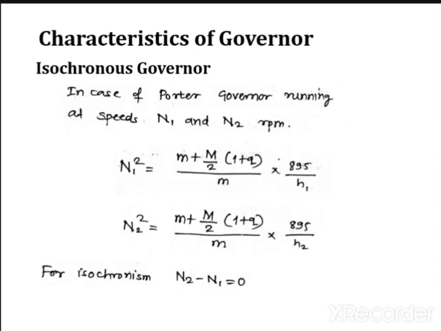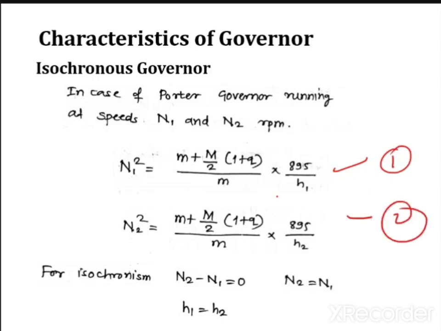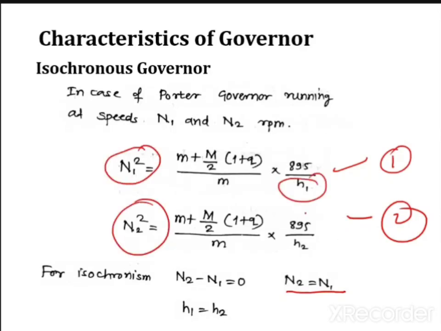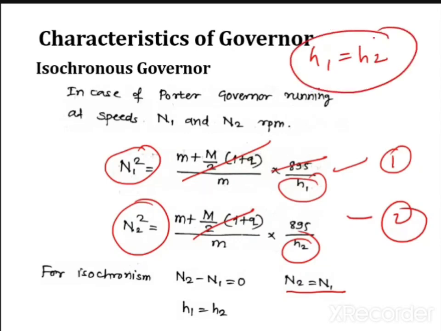Now for isochronism, what is the condition? N2 minus N1 is equal to 0. When N2 minus N1 is equal to 0, your N2 will become N1. Is it clear or not? When your N2 is equal to N1, your h1 will be equal to h2. See, I have these two equations, equation number 1 and equation number 2, and the rest of the terms are the same, they are constant, only h1 is different. But h1 equal to h2, is this condition possible or not?